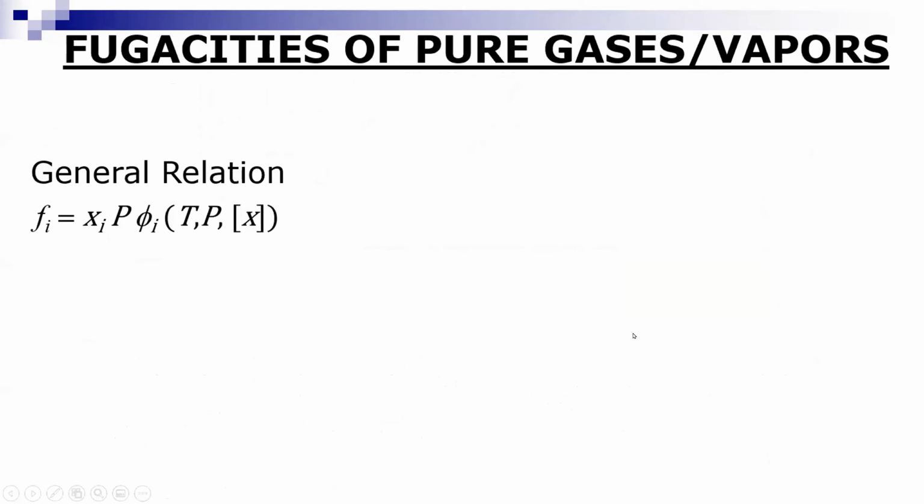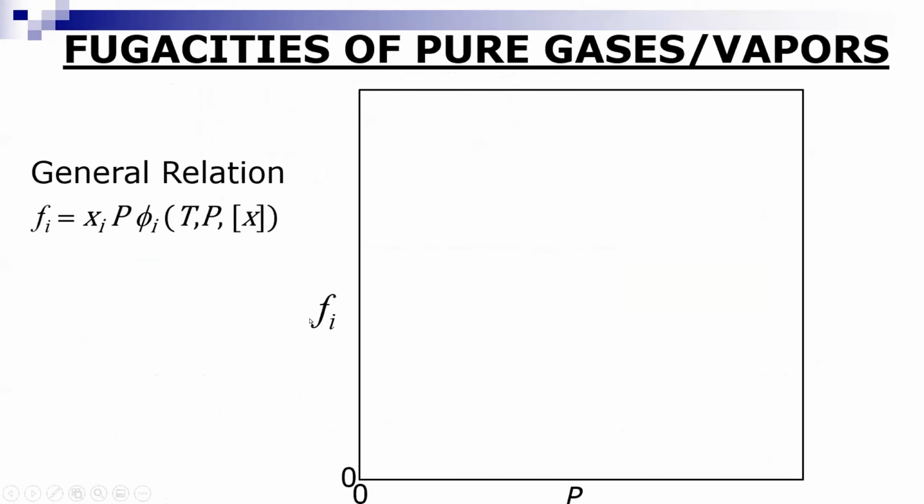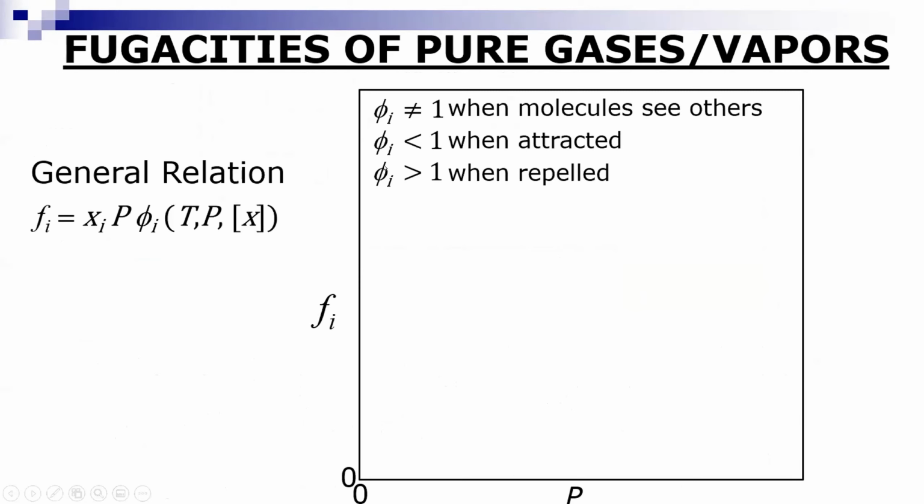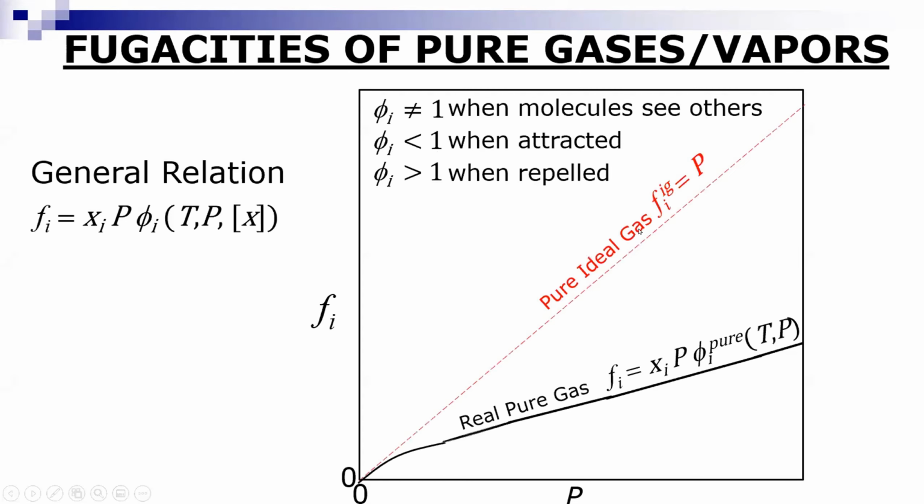Now let's go to fugacities of pure vapors and gases. The general relation for fugacity would be mole fraction times pressure times fugacity coefficient. So let's plot. The fugacity coefficient is not equal to 1 when molecules can see each other. In an ideal gas, molecules don't see each other. And the fugacity coefficient is less than 1 when they're attracted to each other and greater than 1 when they're repelled from each other. So what does the plot look like?